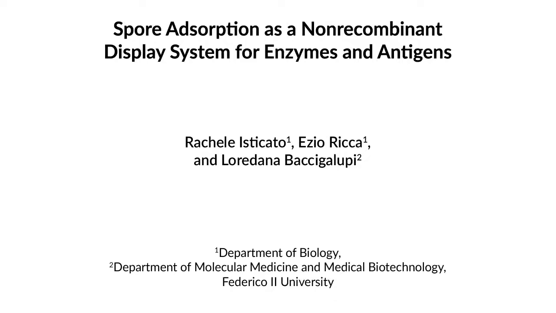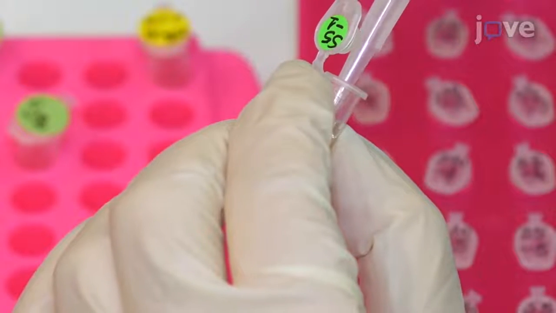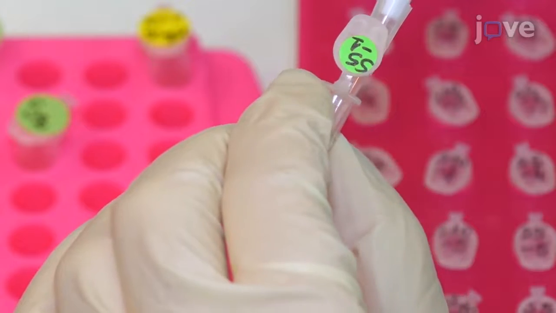Live bacterial spores displaying antigen or enzymes are functionally active nanoparticles that can be used as mucosal vaccines or biocatalysts. In principle, any protein can be efficiently adsorbed to spores. This technique is simple and does not require any genetic manipulation. Therefore, no release of recombinant organisms into the environment is involved. In addition to mucosal vaccinology for humans and animals, spores displaying enzymes can be developed as reusable biocatalyzers.